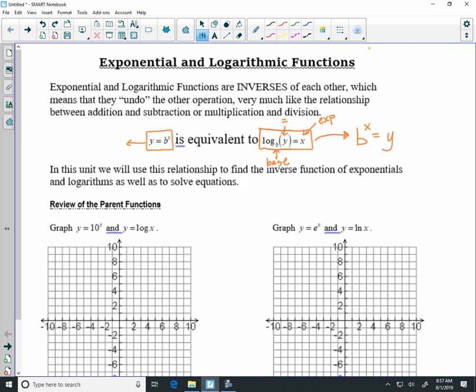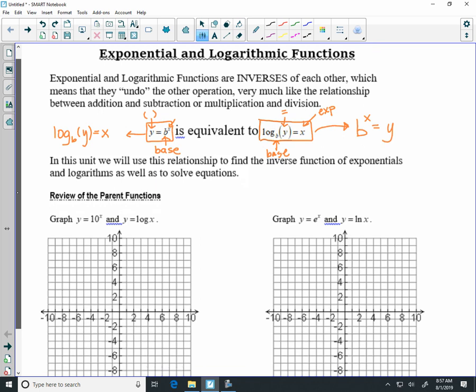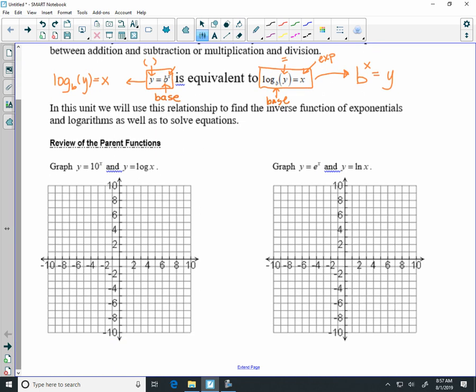For this direction, if you're going to turn that into a log, I put the log in. There's the base. Here's what you're taking the log of. And this is on the other side of the equal sign. B to the x equals y. And we'll do that a bunch on the other side of the notes. But first, we want to review the parent functions.